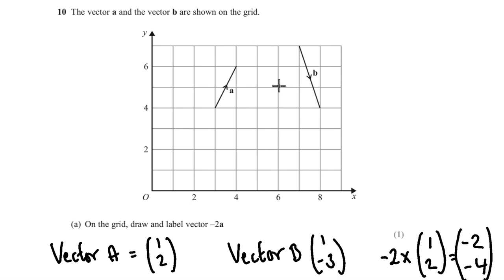So we are going down by 4 and 2 to the left. So let me just pick a point over here. Pick a point. So we're going down by 4, 1, 2, 3, 4. And now I'm going to move it to the left twice. 1, 2. Now it's very important that you draw an arrow that represents the opposite direction. So it's heading in the opposite direction. So it's going to be arrow in this direction.